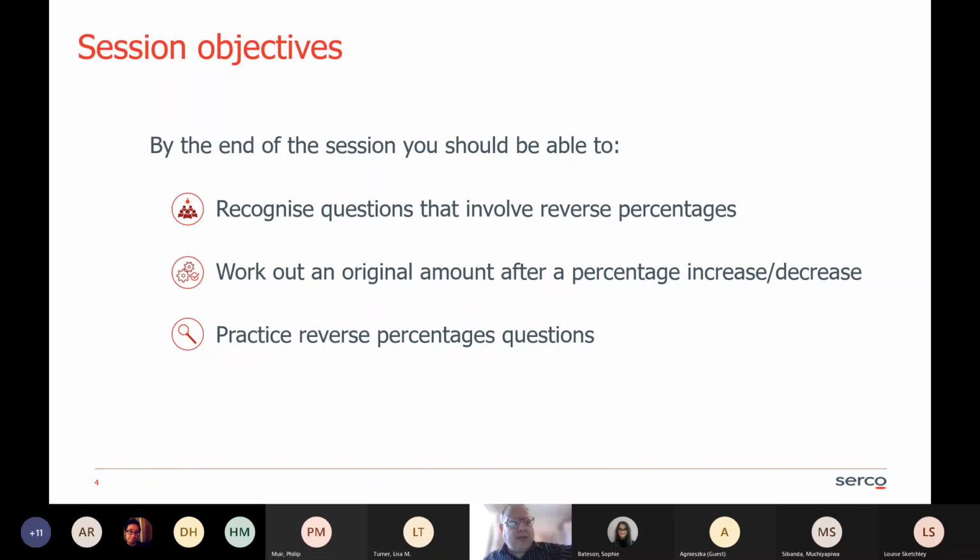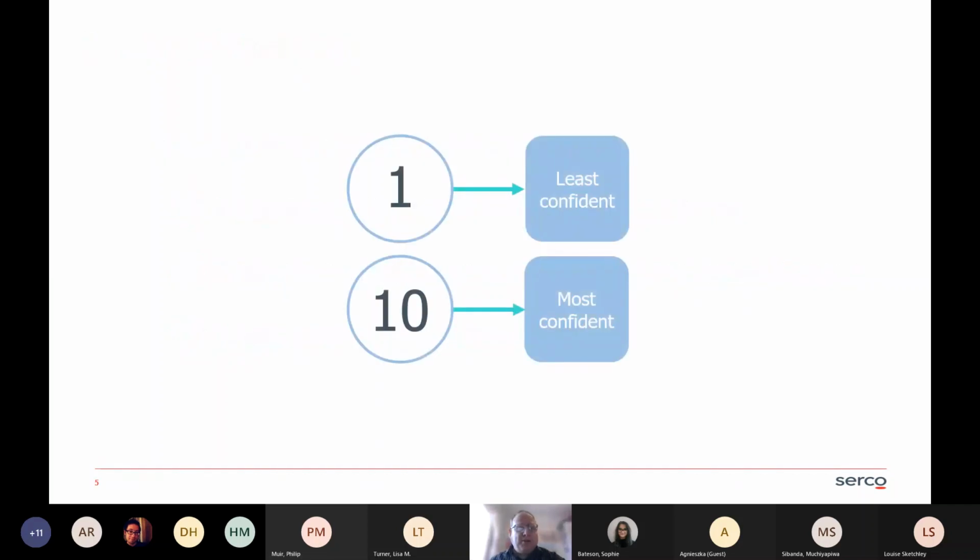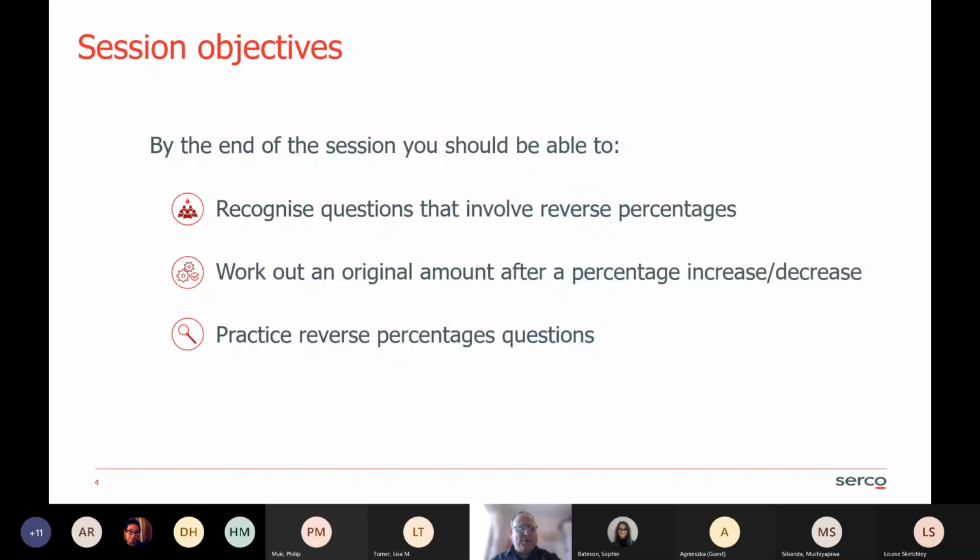As you probably all know, for your functional skills test, there is part of the test where you can use a calculator and part where you can't. Reverse percentages questions could come up in either of those, but today I'm happy for you to use your calculator. In future you might want to try some without a calculator as well, to see how you get on.